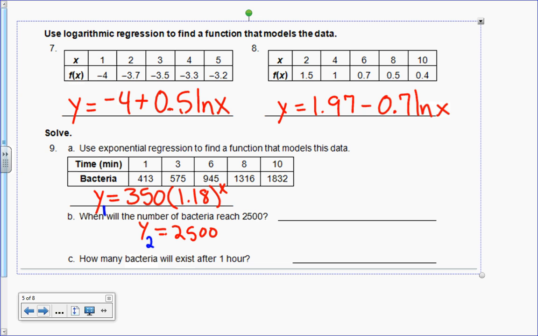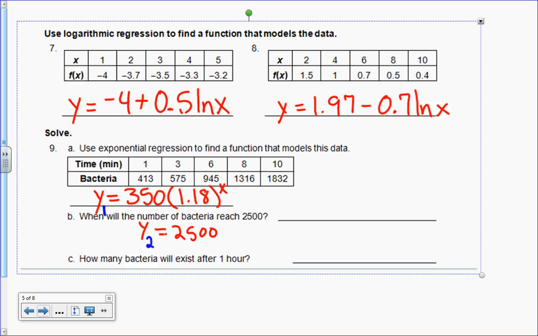Now, I might have to change the parameters of my window. I think we're going to be okay. Let's just hit graph and see if we can see where they touch. If not, we might have to change them. All right. So if you left your window the same as we did on the one before, you're fine. You can see the red and the blue lines there. So hit trace, and let's take our cursor and see how close we can get it.